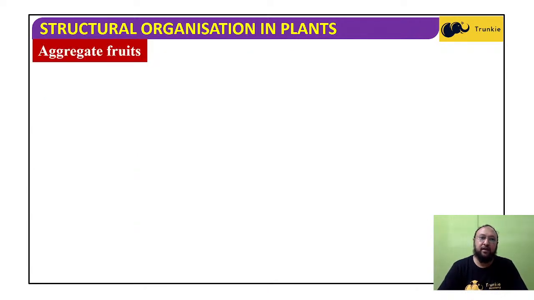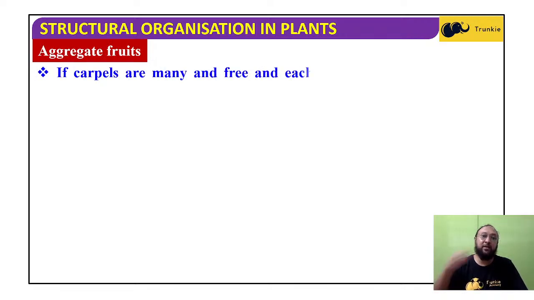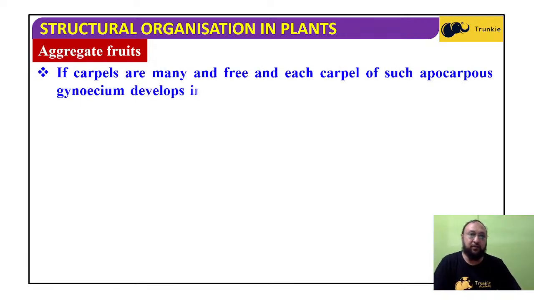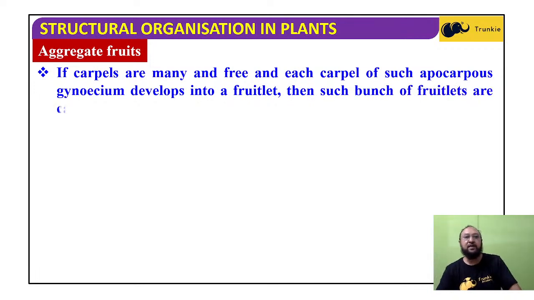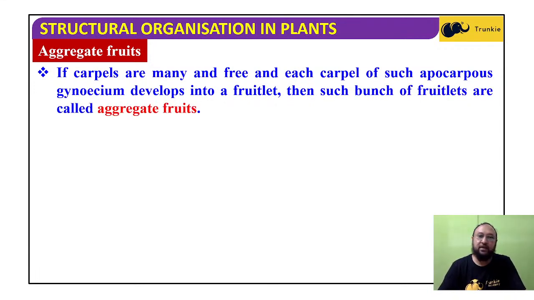Now, aggregate fruits. In the beginning when we started studying about the fruit, we said aggregate. If the carpels are many and free, and each carpel of such apocarpous gynoecium develops into a fruitlet, meaning a small fruit, then such a bunch of fruitlets is called an aggregate fruit.